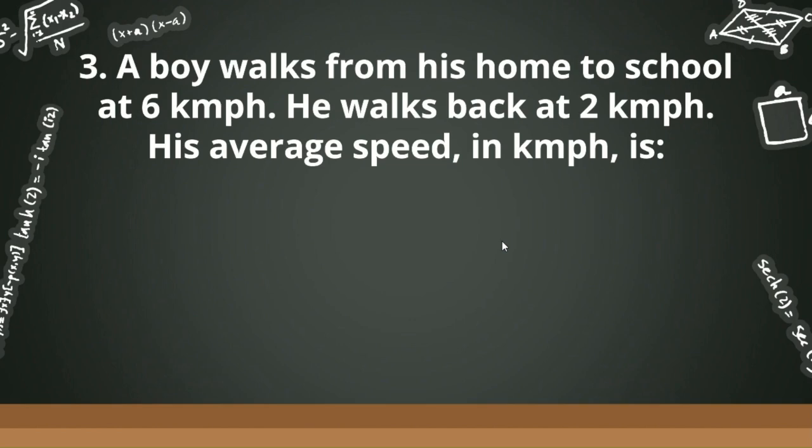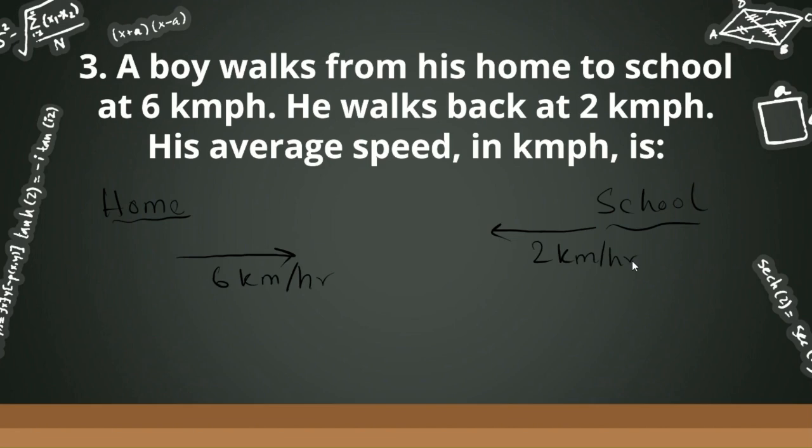Okay, so what's happening here? His home, let us consider, is here and his school is here. So the boy walks from his home to school at 6 kilometers per hour, and then he walks back from school to home at 2 kilometers per hour. So we have been asked to find out the average speed.